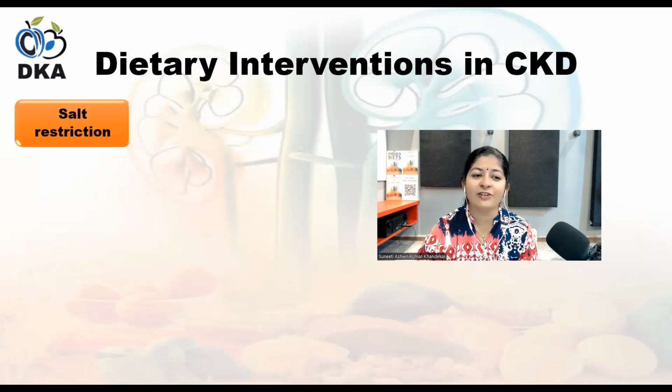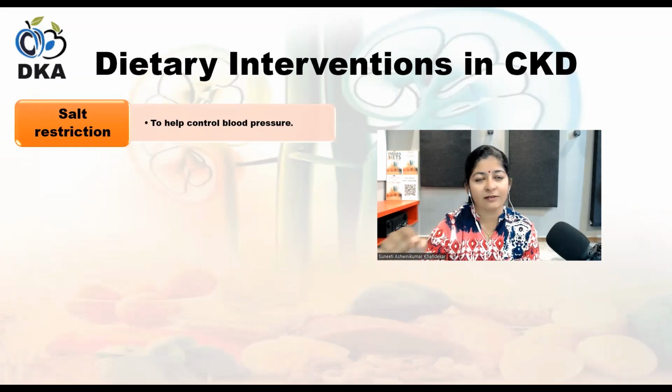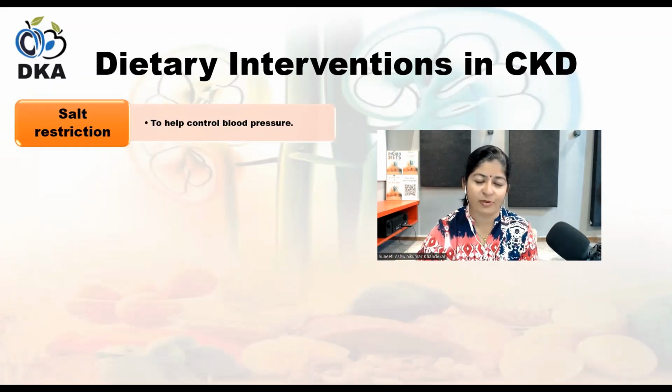What are the dietary interventions? Salt restriction mainly, which helps to control the blood pressure. So we need to restrict our salt intake. At least try not to have salt shakers on the dining table. Try not to add additional salt in an already cooked vegetable. Try not to add salt in the chapatis or the parathas or the rice. And try not to add salt to the salads. This can help control blood pressure in the long run.